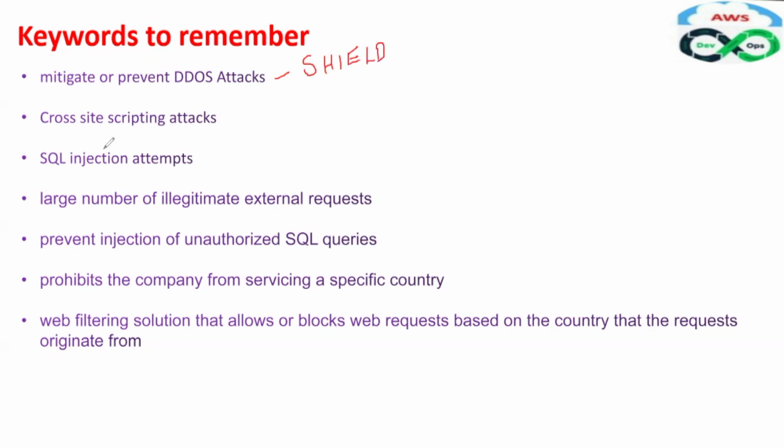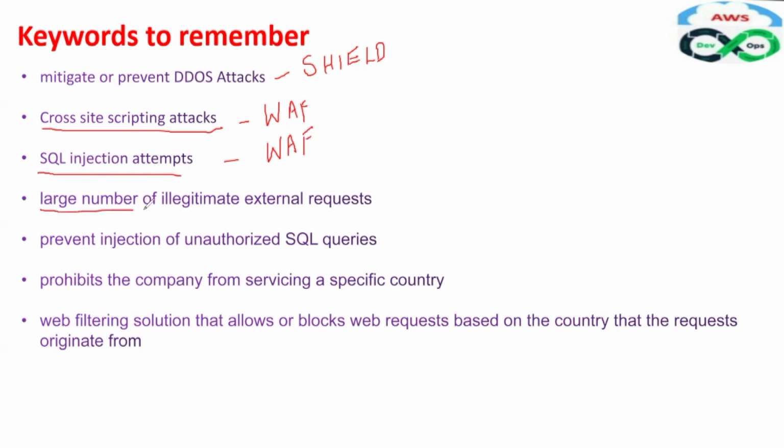Then if you see words like cross-site scripting attacks, that will be WAF. WAF will come into the picture if the question mentions a web application or a website. Whenever you see a web application or a website along with cross-site scripting attacks, etc., definitely the answer should point to the WAF, right? Similarly, SQL injection attempts is another keyword. For this, the service would be WAF in order to prevent these SQL injection attempts.